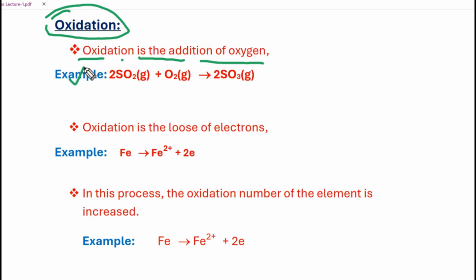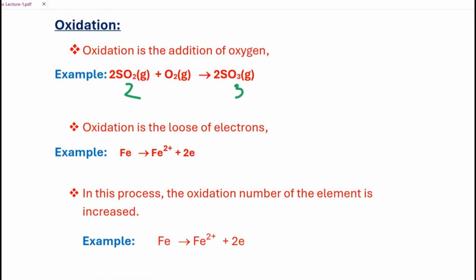Here sulfur dioxide reacts with oxygen. Here sulfur trioxide. Here 2 oxygen, here 3 oxygen. So one oxygen atom is added to sulfur dioxide. So this reaction is known as oxidation, as oxygen is added.